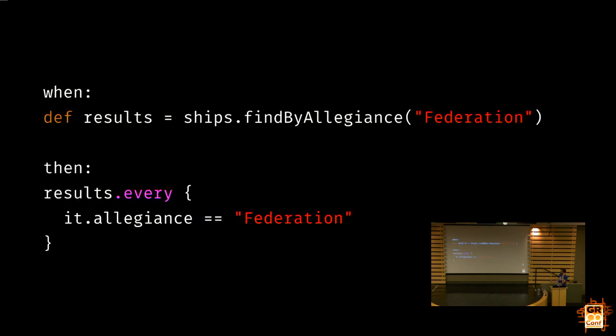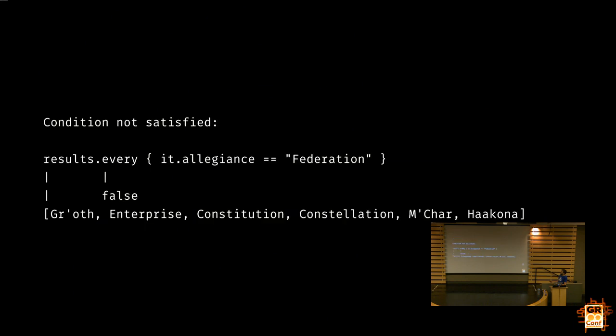But if we look at the output from this, it's kind of interesting. We can go further. You'll notice that inside the closure we've got it.allegiance is equal to Federation. If it fails, in the Groovy power assert we can see the toString result of all those spaceships, but we can't really see what was wrong. We can just see false here. That's coming back to the point I made about diagnostics earlier. That's not super helpful, right?